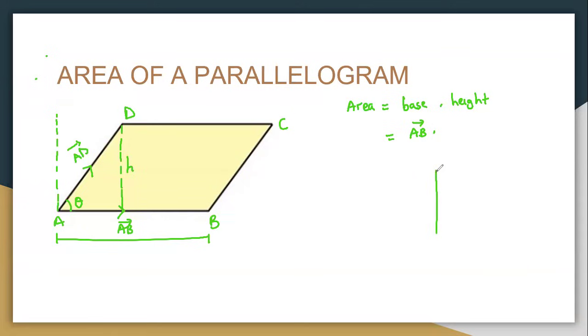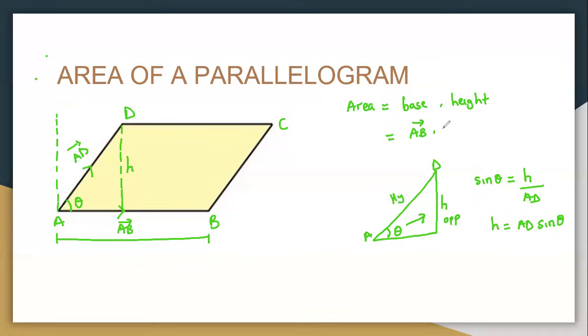I have a figure of this nature, whereby this is A and this is D. The angle here is theta and this is H. So when you remember very well, you know that this is your opposite and this is your hypotenuse. So when we apply sine of theta is equal to opposite over the hypotenuse, which is H over AD, meaning that your H is the same as AD sine of theta. So that means that our height is given by AD sine of theta.